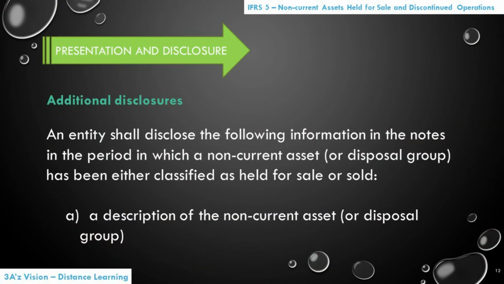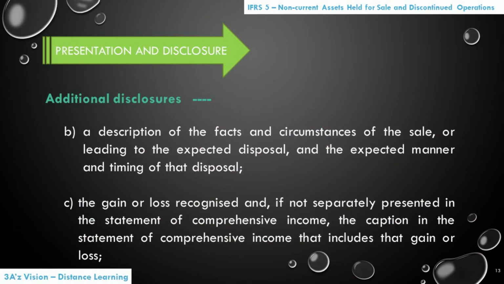Additional disclosures. An entity shall disclose the following information in the notes in the period in which a non-current asset, or disposal group, has been either classified as held for sale or sold. A description of the non-current asset, or disposal group. A description of the facts and circumstances of the sale, or leading to the expected disposal, and the expected manner and timing of that disposal. The gain or loss recognized and, if not separately presented in the statement of comprehensive income, the caption in the statement of comprehensive income that includes that gain or loss.